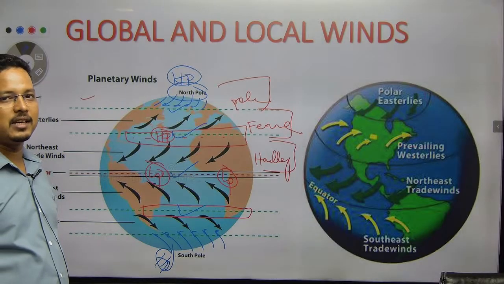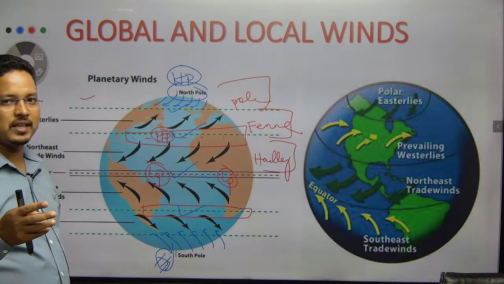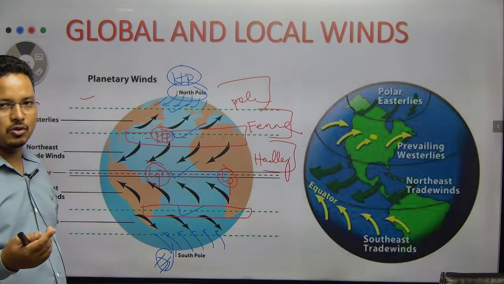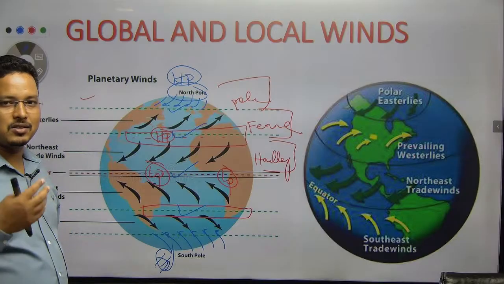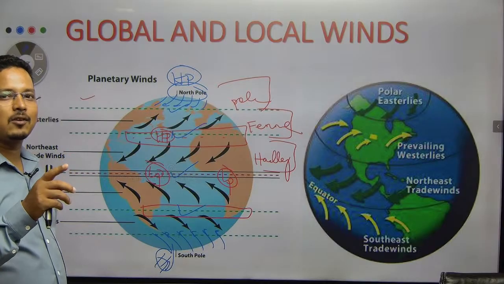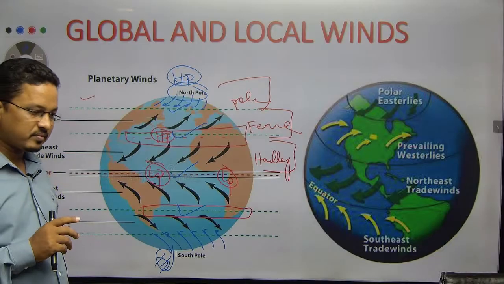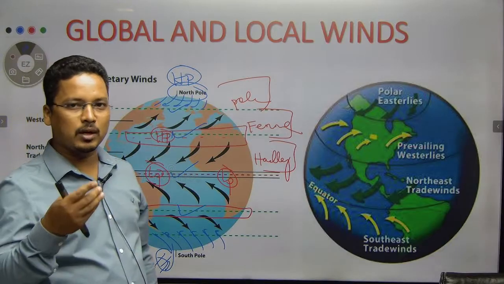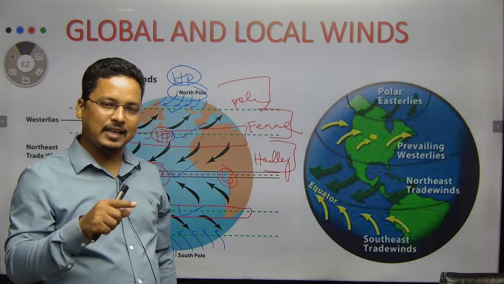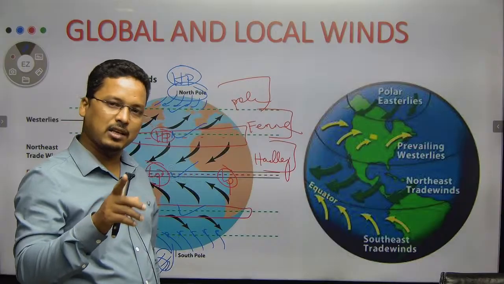When I say dynamically induced, it simply means they are formed due to the rotation of earth. Earth is dynamic, and that is why. Had the earth been stationary, there could have been only a single cell. It would have been a unicellular model. But as the earth is rotating on its axis, there are three cells, rightly called Hadley cell, Ferrel cell, polar cell.